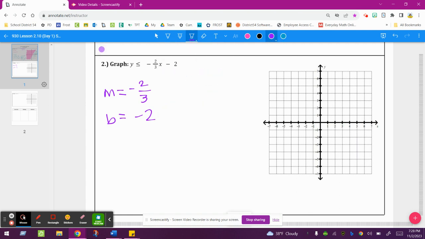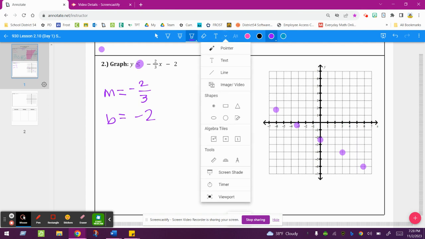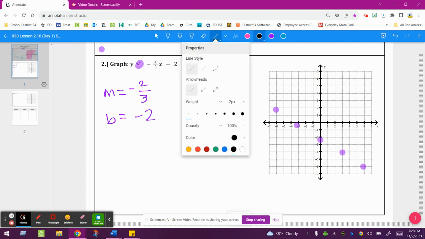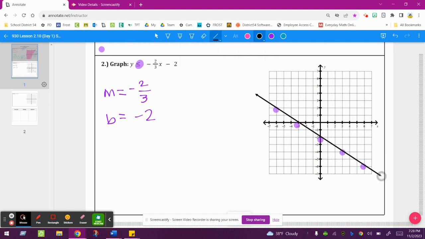Okay, so I've got negative 2, and then I'm going down 2, right 3. Okay, I want to make sure all of our points are there. Perfect. But since this is a less than or equal to sign, that means anything on the line is a solution. And so I do want to graph a solid line this time. So I'm going to graph my solid line. Okay, we still are not done, right? We know that anything on the line is a solution, but there's also going to be more than just that, right? Because it says that y is less than or equal to. It's not just the line itself. That would be if it was only an equal to.